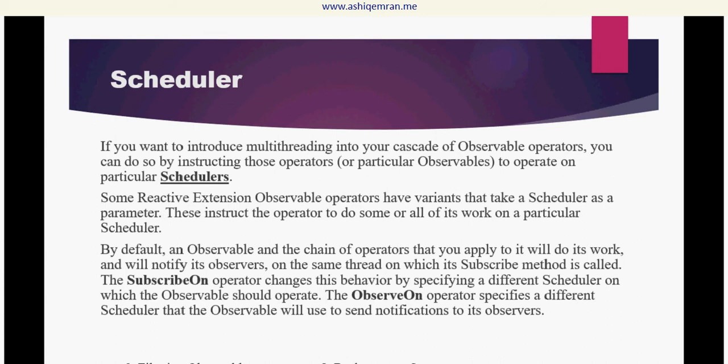By default, an observable and the chain of operators that you apply to it will do its work and will notify its observer on the same thread on which its subscribe method is called. The SubscribeOn operator changes this behavior by specifying a different Scheduler on which the observable should operate. The ObserveOn operator specifies a different Scheduler that the observable will use to send notifications to its observer. So that is the actual Scheduler.